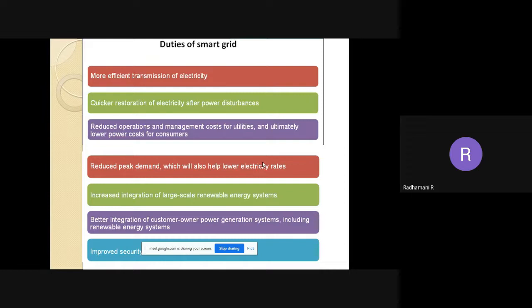That means if your consumers have their own power generating stations in their home itself, using renewable energy sources, then automatically these energy sources will be connected to our grid. If you are having a larger amount of energy, that will be fed back to our grid. That is the meaning of better integration of consumer owned power generation systems, including renewable energy systems.